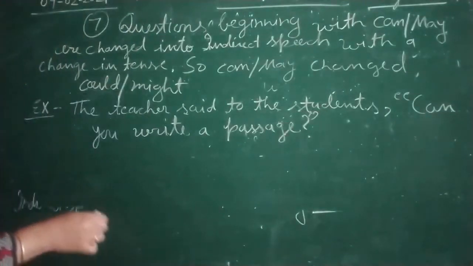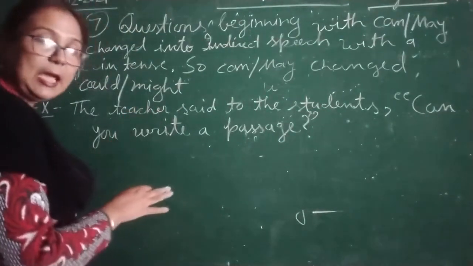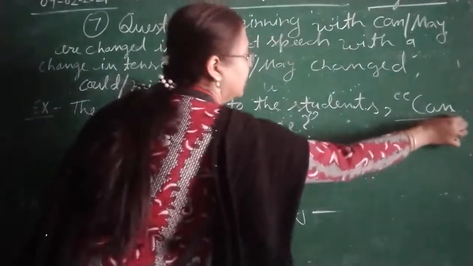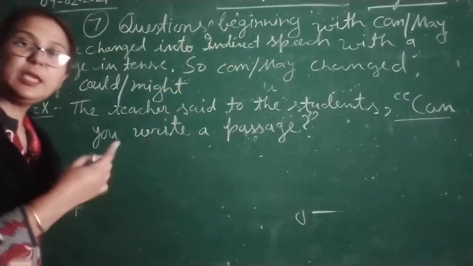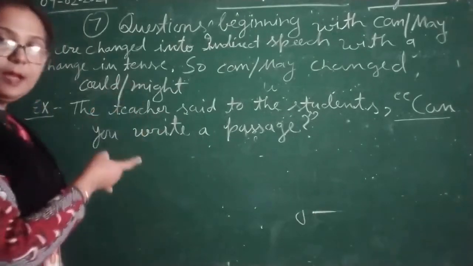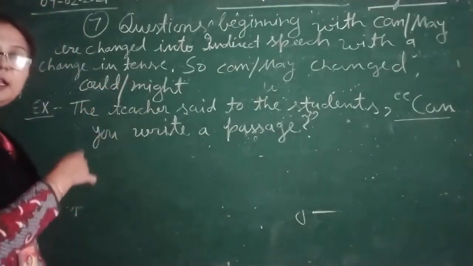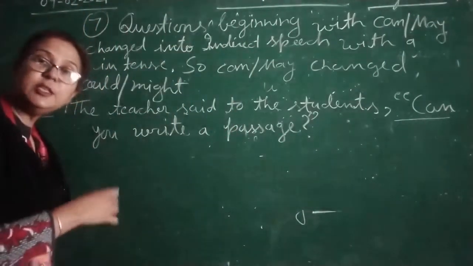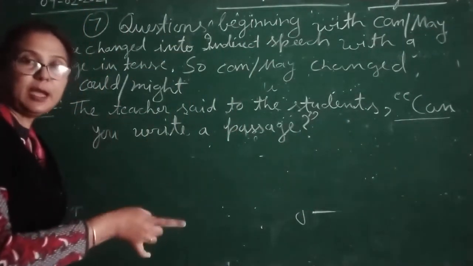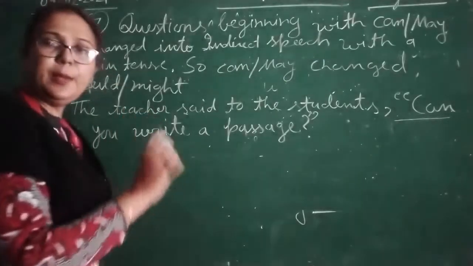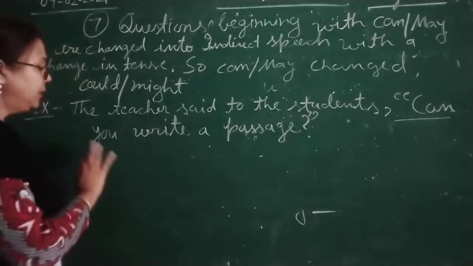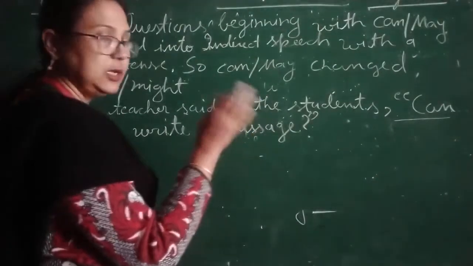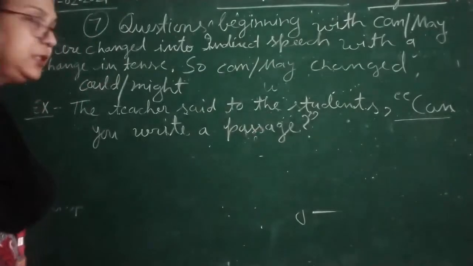Now here, because this is written in the can, you can see over here, can is written over here. So can, your question is starting with can. So as we have discussed in the rule number 7, that can and may will change into could and might. So all thing will remain same. We will change in the reporting verb. We will write she asked, the teacher asked to the student. So that we will change only.